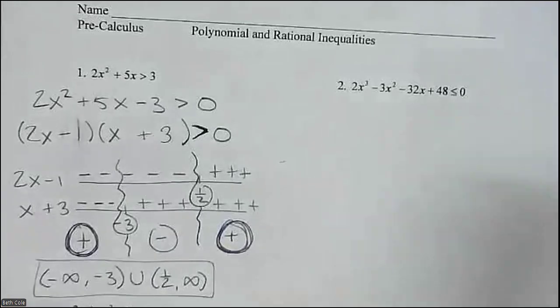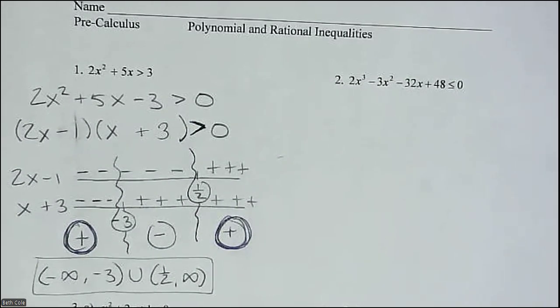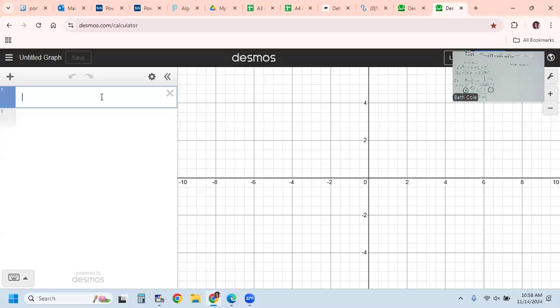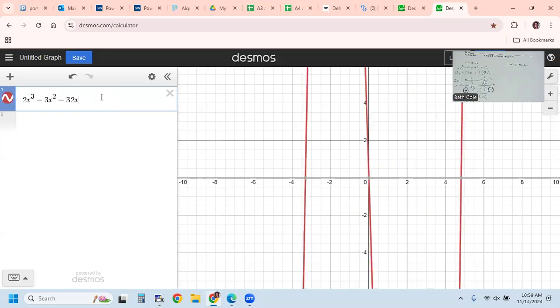All right, let's try it again. This one I threw on here as a flashback to our last unit. I need to pull up Desmos. Hold on, we're going to need a calculator for this one. So let me come over here. I'm going to share my screen. And I'm going to go ahead and type that in. So it is 2x to the third, minus 3x squared minus 32x plus 48.